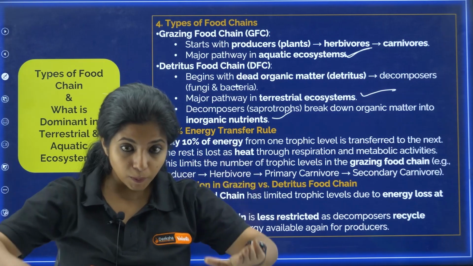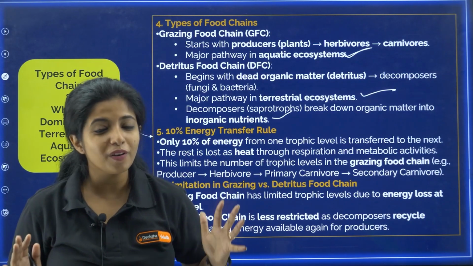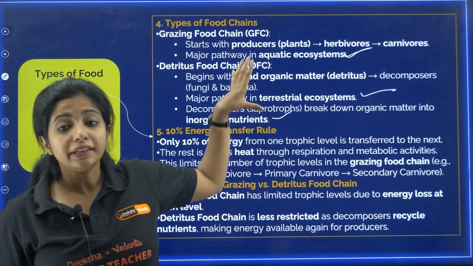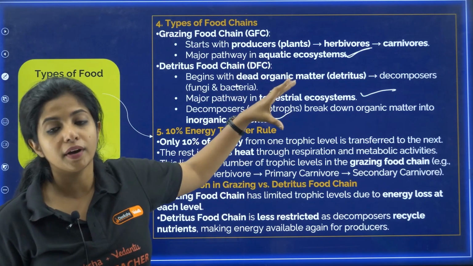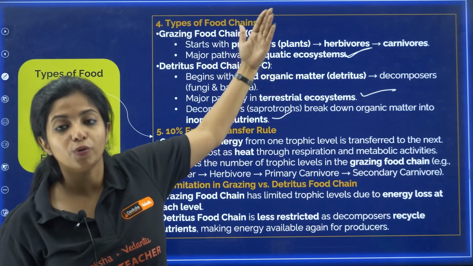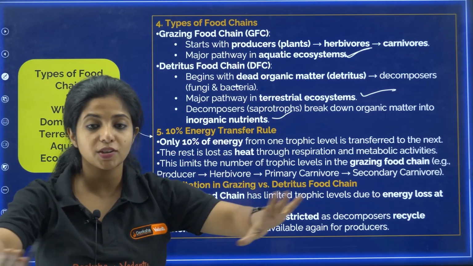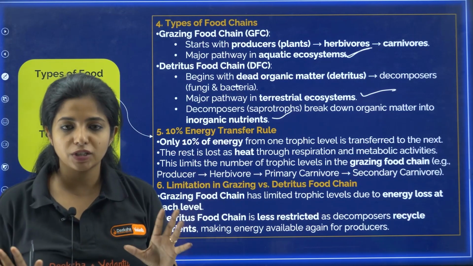Why? Because if you go beneath the sea, it's very cold, and for decomposition what do you need? You need a warm and moist atmosphere, which is why the detritus food chain is not a dominant one in aquatic ecosystems. Instead, you have the grazing food chain, which is more dominant, whereas the detritus food chain is more dominant in terrestrial ecosystems because it has all the necessary environmental conditions up there.